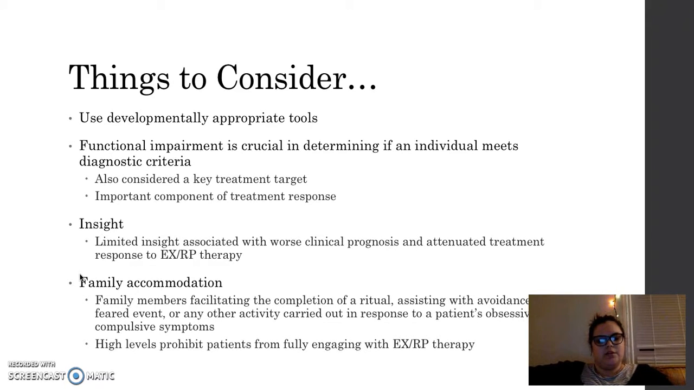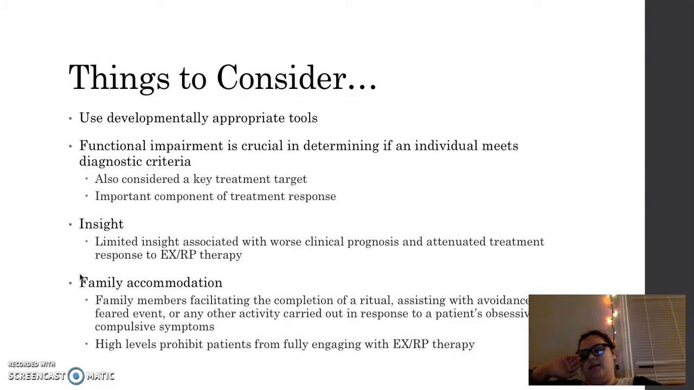So some things to consider when assessing for OCD is, again, using developmentally appropriate tools. As I mentioned, OCD in children is, I'm not going to say common because OCD in general is not common, but it's a thing. So you want to make sure you are using the right tools for the right individual. Also, reading level, which is something we talk about with every kind of assessment, including the MMPI-2 and the PAI. You want to be sure, if you're administering a self-report measure, that the individual can read it and understand what it's asking.